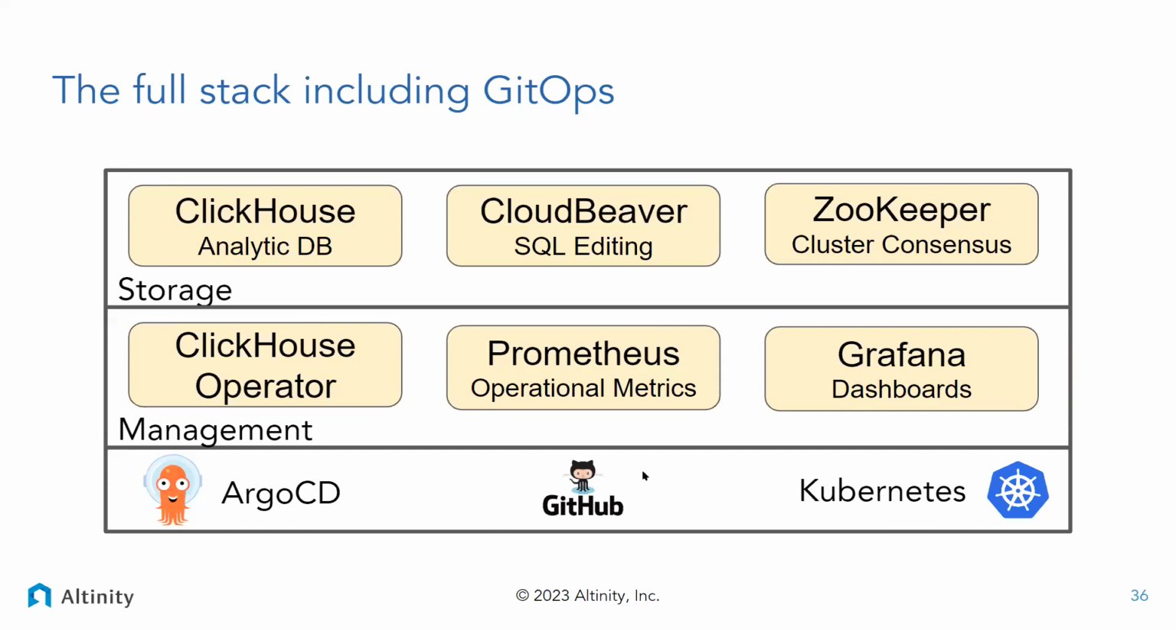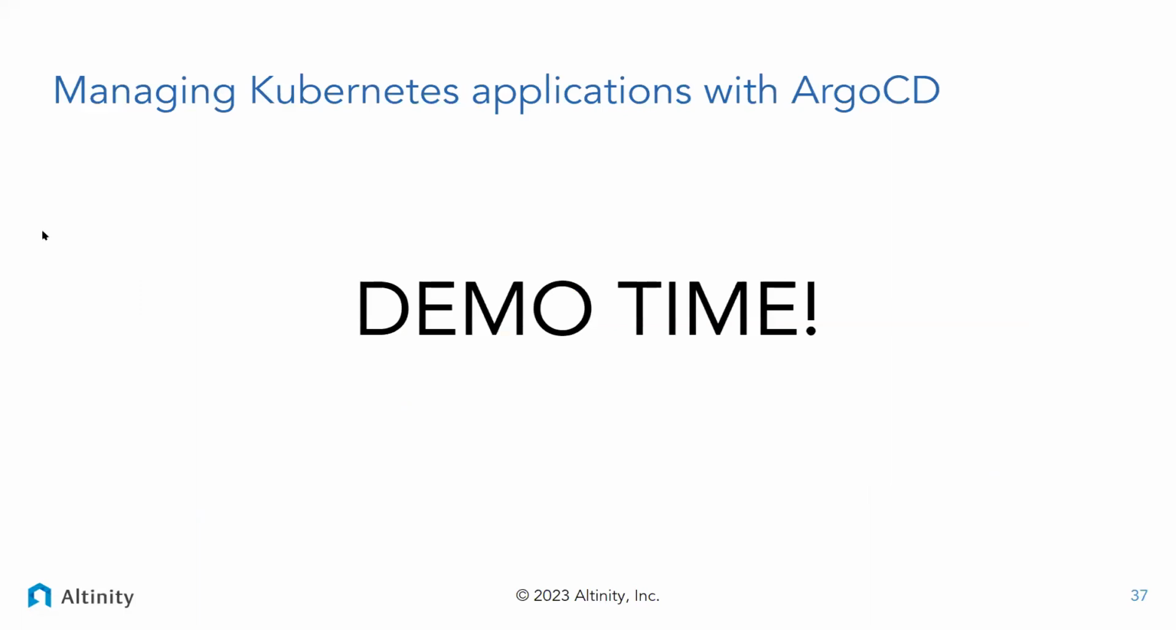We use GitHub to store our code. We use Argo CD to implement GitOps to map it to Kubernetes clusters, and then we have the management and storage layers. So we have our observability, we have our ClickHouse operator, and then we have ClickHouse with Zookeeper. Then just to make things fun, I've thrown in CloudBeaver, which is a nice cloud-based SQL editor that is a containerized version of DBeaver. So that's the stack. This sounded complicated, but when you actually come to do it, it's pretty easy to apply.